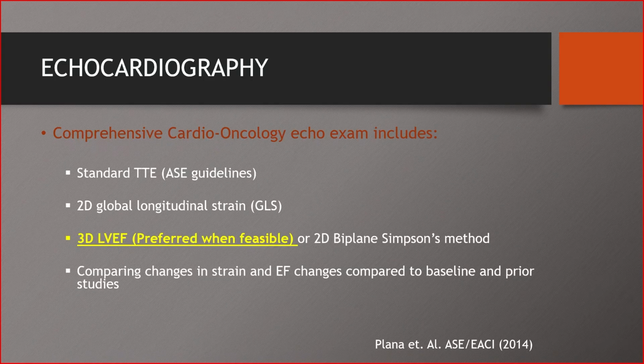The preferred method to obtain ejection fraction is actually 3D per guidelines now. But if that is not feasible or if it's not available in the health system for any reason, the recommendation is to use the biplane Simpson method instead. And with any modality in medicine, you always want to compare the strain and the EF to any previously obtained cardiac imaging.